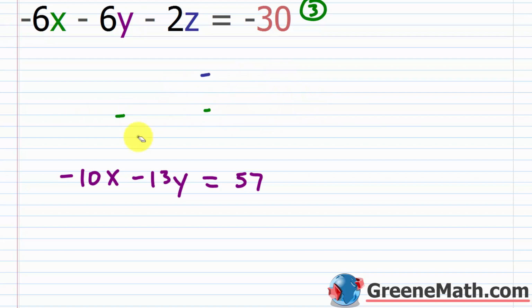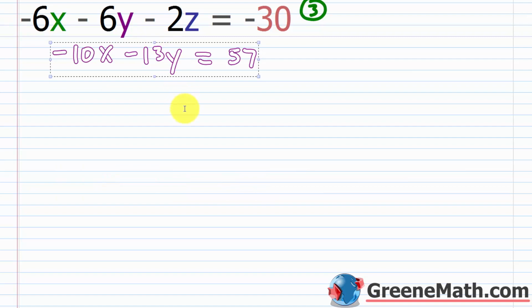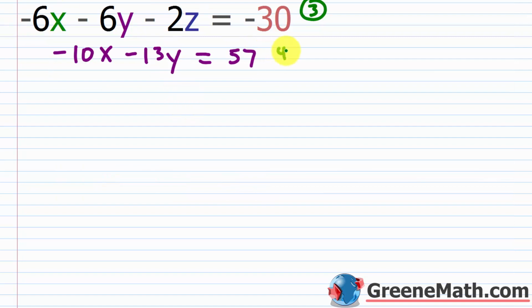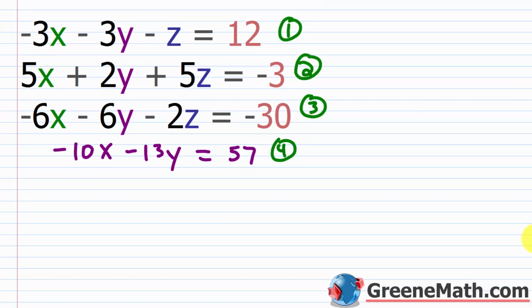Okay, so far no problems, right? Everything's okay. So let's call this equation 4. Let me label this in green. And now let's eliminate z from equation 1 and 3, because that's pretty easy to do. Equation 3 I'm going to leave alone. So I'm just going to leave that as negative 6x minus 6y minus 2z equals negative 30.